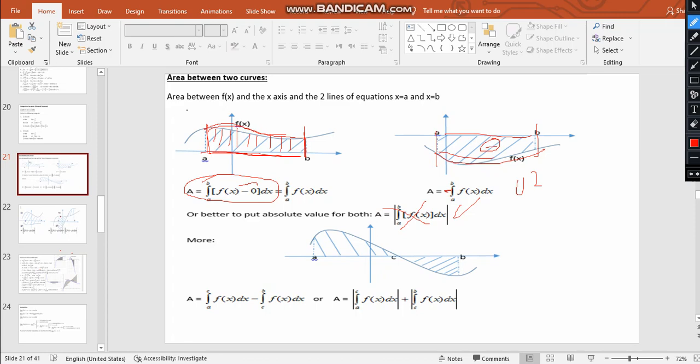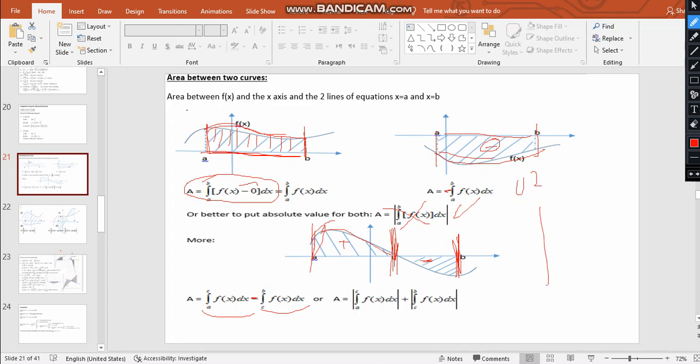If you want to find this one, as you can see, you have an intersection. You cannot do integral from A till B directly, because here plus, here minus, they cancel each other. So we do integral from A till C. F of x is above, so you do f of x. Then, since this is negative, to be positive I put before it minus integral from C till B of f of x dx.